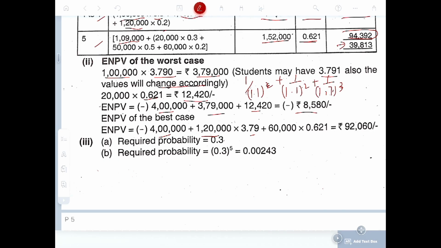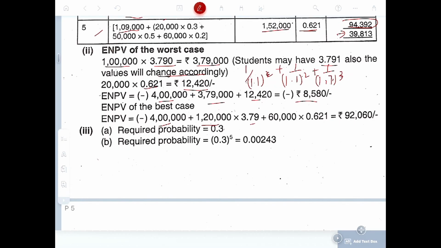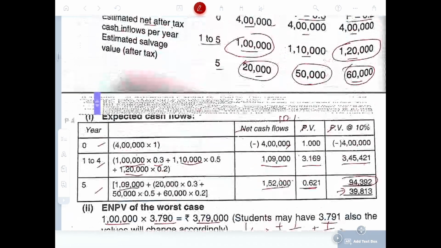Arithmetic progression, there is a formula for this. I should take that formula into 1 by r. And at the same time, the net present value for this is for 1 lakh, and the last year's factor is 0.61, with 20,000 salvage value.